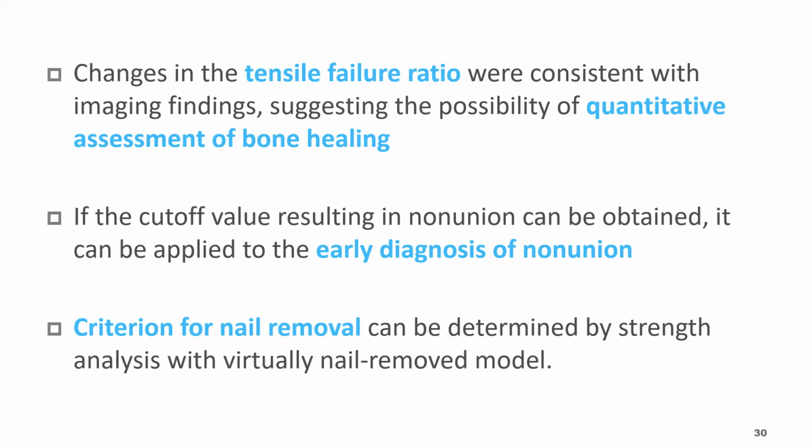In this study, we evaluated the degree of bone healing after intramedullary nailing for femoral shaft fracture in terms of callus failure risk, instability at the fracture site, and strength with the nail removed. Changes in the tensile failure ratio were consistent with imaging findings, which suggested the possibility of quantitative assessment of bone healing. If the cutoff value resulting in non-union can be obtained, it can be applied to the early diagnosis of non-union or early decision of revision surgery. In the strength analysis with virtually nail removed, it was shown that the criteria for nail removal could be clarified by finite element analysis.